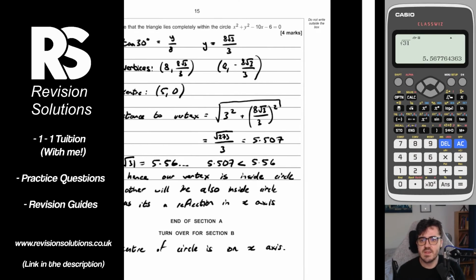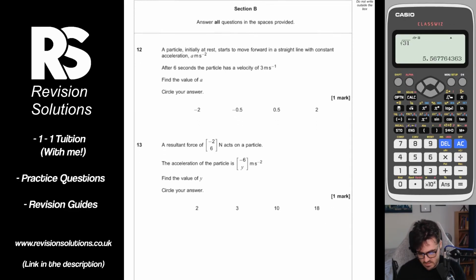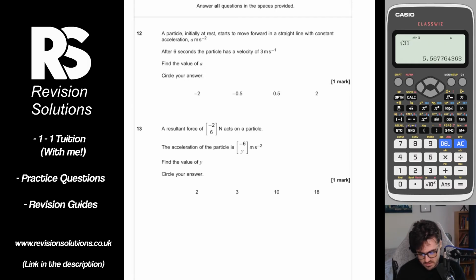Moving on now to the mechanics section. So question 12 says, a particle initially at rest starts to move forward in a straight line with constant acceleration a meters per second squared. After 6 seconds, the particle has velocity of 3 meters per second.